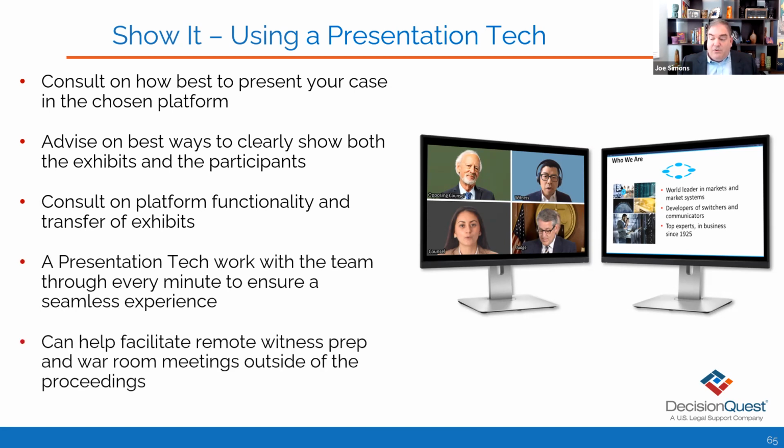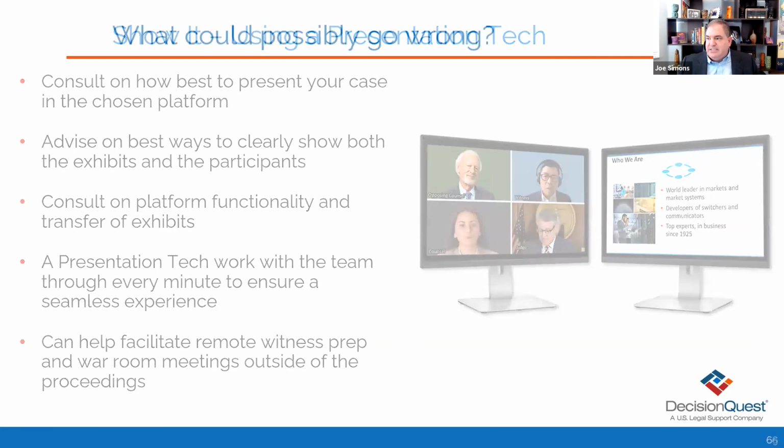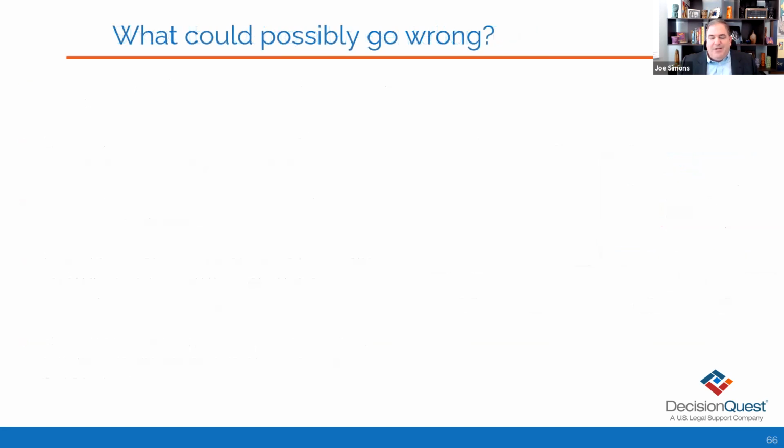And when it's all over, a tech can help you with remote witness prep. So witnesses that are in other parts of the world can prep and see what it's going to look like when it's real, and also facilitate your war room meetings, because most of the time everybody is not in the same place. What could possibly go wrong?